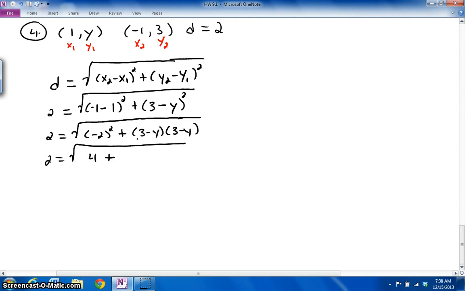So we have a binomial that we are going to distribute to combine the like terms underneath our radical. So we're going to multiply 3 times 3, which gives us 9, and then 3 times negative y, which is a negative 3y. Okay, so then negative y times 3 again, which is another negative 3y, and then negative y times a negative y, which is a positive y squared.